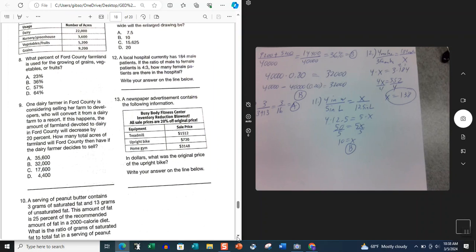13. A newspaper advertisement contains the following information. It says, Busybody Fitness Center inventory reduction blowout. All sales prices are 20% off original price. Okay, so now it says here in dollars, what was the original price of the upright bike? Okay, so basically, this price here is the 20% off price.